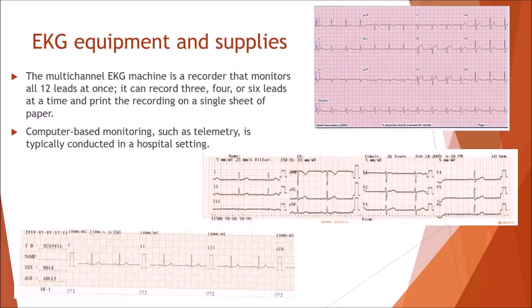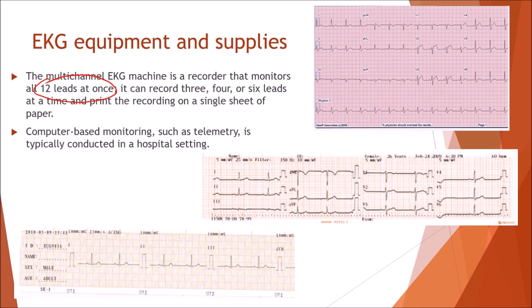Most EKGs are going to print 12 leads at once. Now, I do want to mention something here real quick. You're going to hear that people interchange the words leads and electrodes. Technically, the electrode is the wire, and the lead is whatever's printed on the image, but you'll hear most people just refer to the cables as leads and not so much electrodes, but just know the difference. I don't think it's important for the test, but just general knowledge.